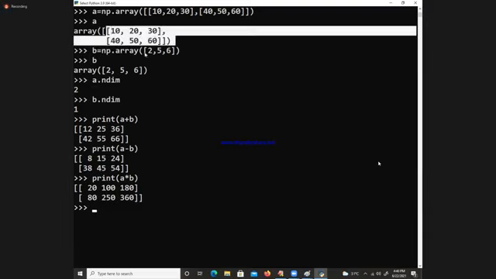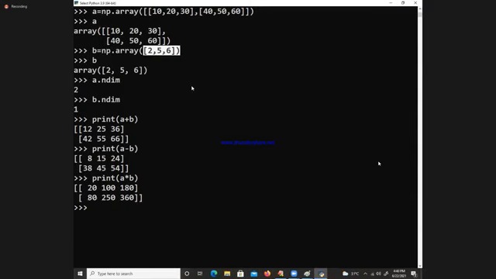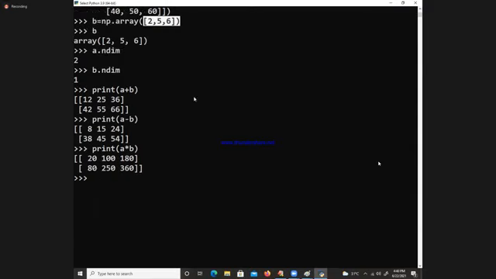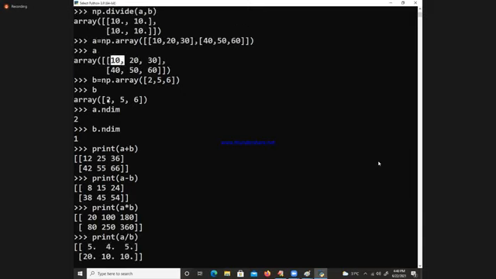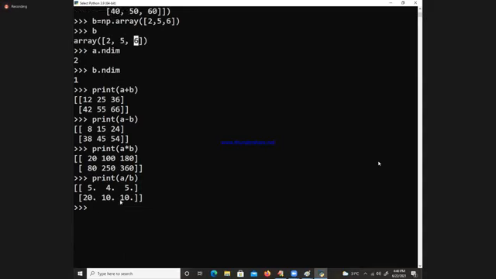All the elements of this are multiplied with 2, 5, 6. It is not at all a difficult class, very, very dead easy. Next, I will do A by B, A slash B. What is that? 10 by 2, 20 by 5, check the answer, 30 by 6, 40 by 2, 50 by 5, 60 by 6.